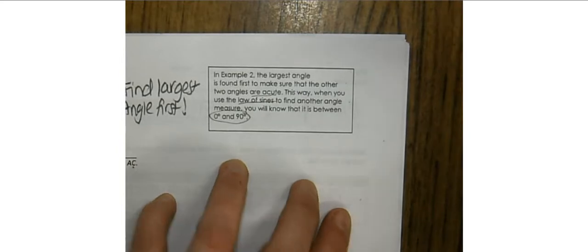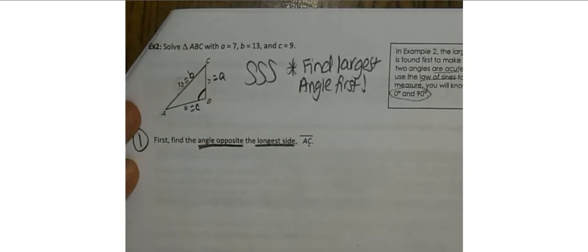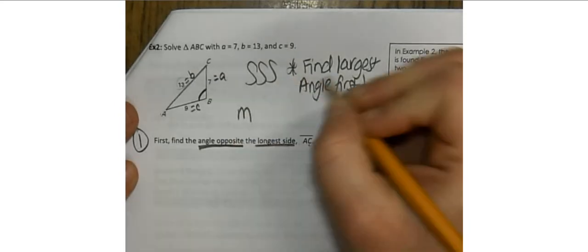Now, we don't know that that angle B is going to be obtuse, but we do know that it's going to be bigger than the other angles. So that's the one thing that we do know. So I'm going to use that formula to find the measure of angle B.